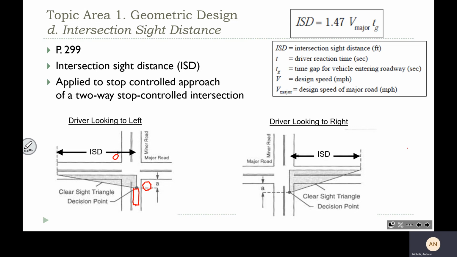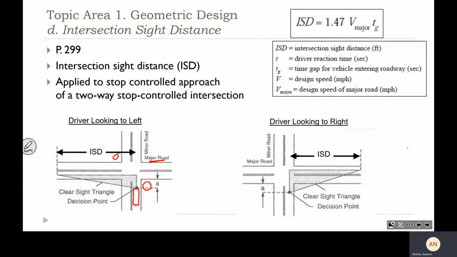Traffic on the major road, so this is the major road, traffic going that direction is not stopping. So you're looking for a gap in the traffic. And intersection sight distance is defining how far upstream you need to be able to see the vehicles. So the faster the vehicles are going on the major road, the farther you need to be able to see, because they're approaching at such a high speed, you need to pick them up farther away to give you enough time to pull out, either drive straight across, pull out and turn left, or pull out and turn right.